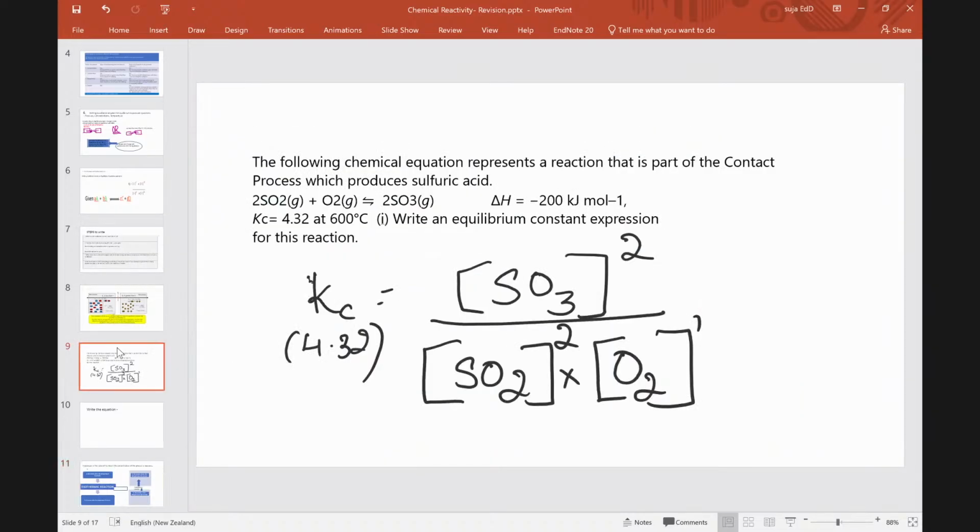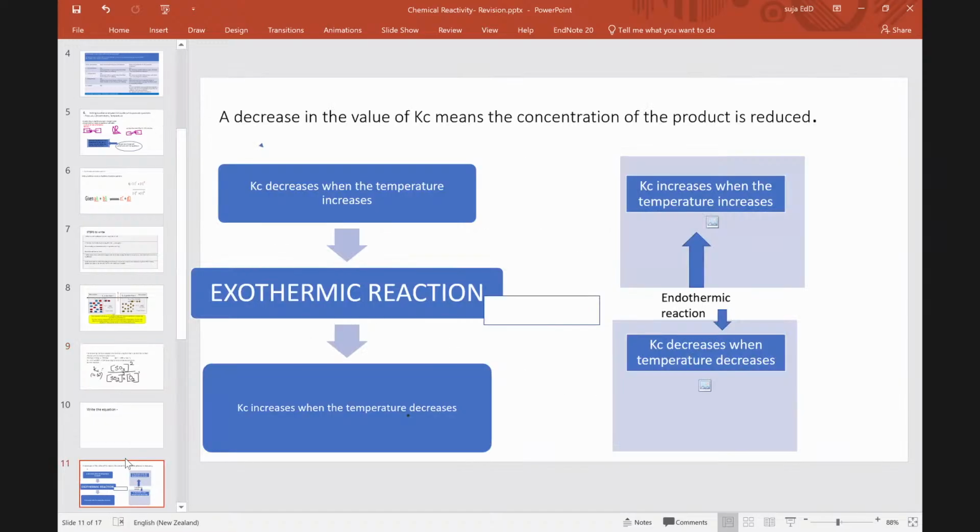In this equation, see this, delta H is negative 200 kilojoules per mole. So you know that this is an exothermic reaction. And in an exothermic reaction, the Kc will decrease if the temperature is increasing. The Kc will increase if the temperature is decreasing. So that is the effect of temperature on that particular reaction.